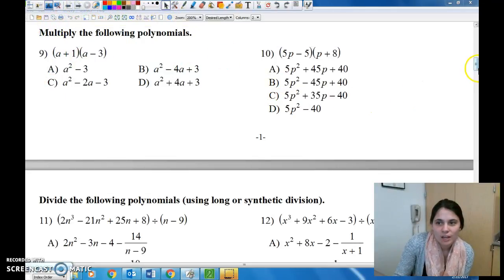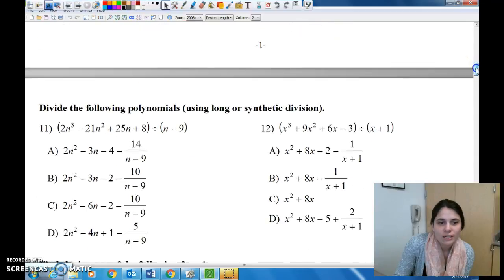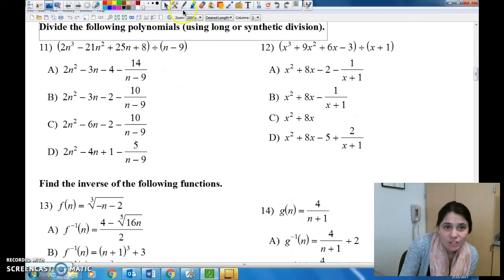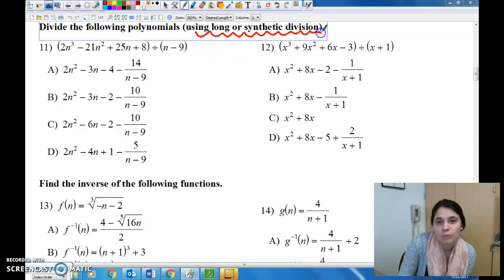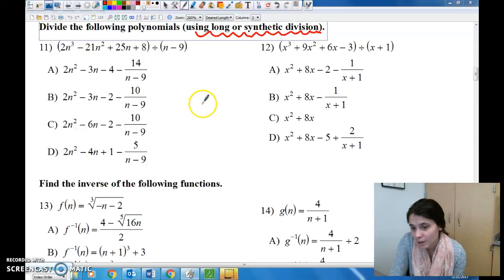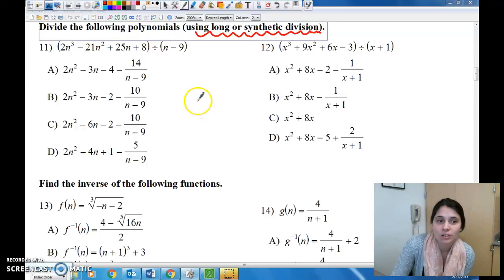On to the next page, we're doing long division. I'm going to show the long division using synthetic division because in this case it lets you decide. From what I understand, most people prefer synthetic division, so I'm going to show you synthetic division. If you know how to do long division and you like it better, then that's totally great. Go ahead and do long division.